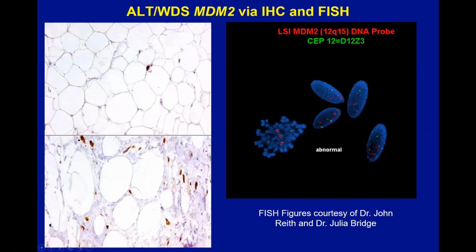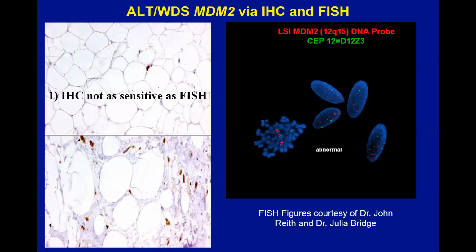And on the left side, this is MDM2 nuclear staining in atypical lipomatous tumors. One that's predominantly fatty and another one that's got a little bit more sclerotic stroma. And over here, of course, is the FISH analysis signals for an amplified MDM2 DNA probe. Now, that brings to mind a couple of things we probably should mention.